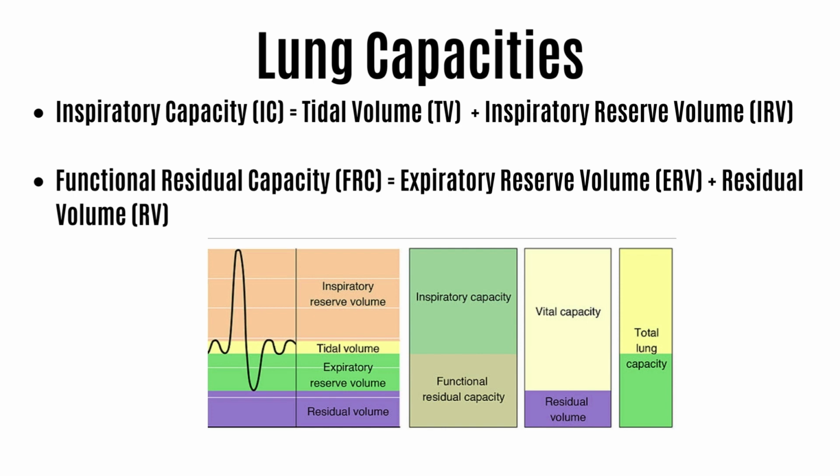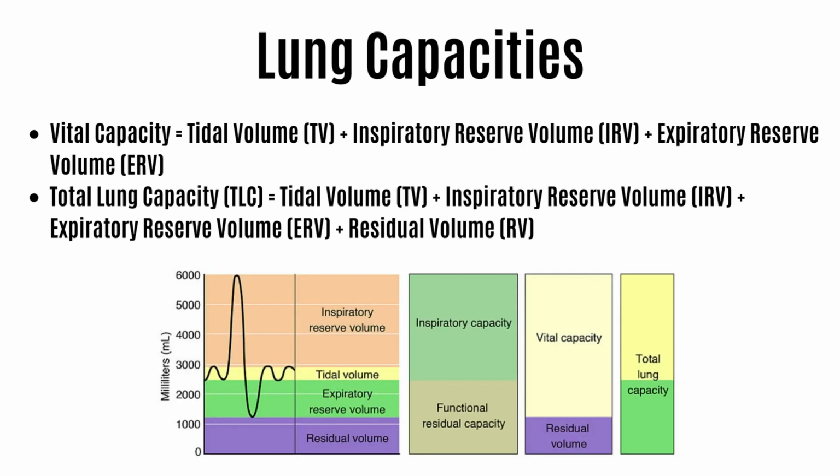First lung capacity is inspiratory capacity or IC. Inspiratory capacity is the total of tidal volume and inspiratory reserve volume. The air you forcefully breathe out, which is the expiratory reserve volume, and the remaining air, called residual volume, added together is the functional residual capacity.